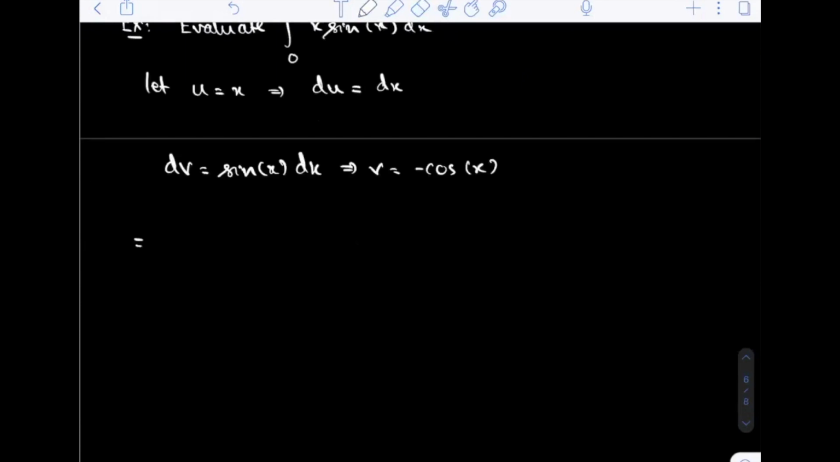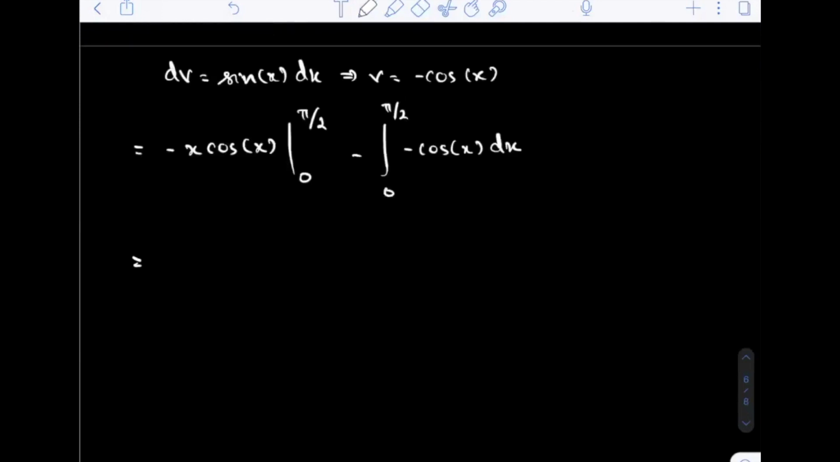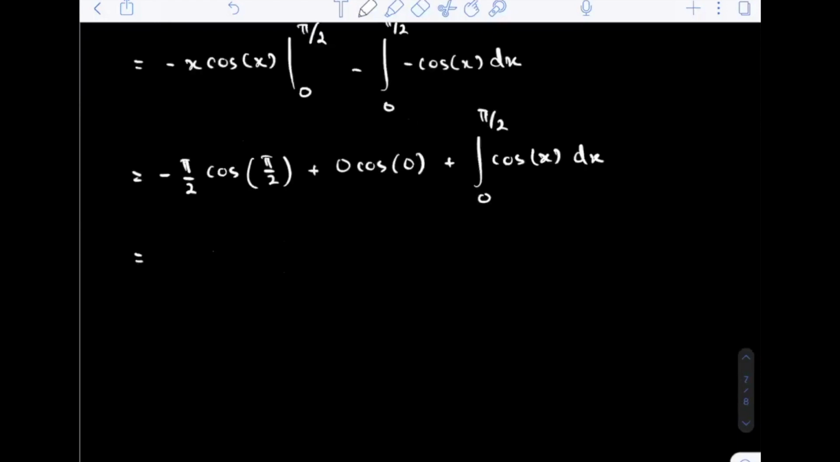Okay, so the answer is negative x times cosine of x, evaluated at 0 and pi over 2, minus the integral from 0 to pi over 2 of negative cosine of x dx. And therefore, you evaluate negative pi over 2 times cosine of pi over 2 plus 0 times cosine of 0 plus the integral from 0 to pi over 2 of cosine of x dx. Cosine of pi over 2 is 0, right? So the first term here is 0. 0 times cosine of 0 should give you 0. And you're left with just the integral from 0 to pi over 2 of cosine of x dx.